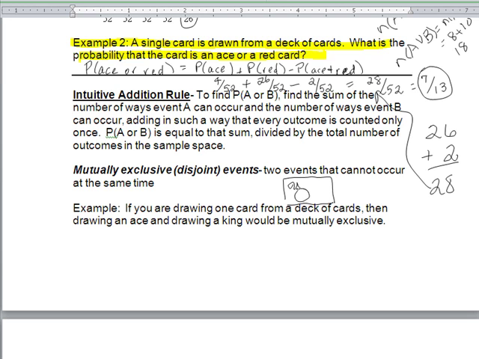Okay, so my example: if you are drawing 1 card from a deck of cards, then drawing an ace and drawing a king would be mutually exclusive. If you're drawing 1 card, there's no way you can draw 1 card that's both an ace and a king. So that's why they're considered mutually exclusive.